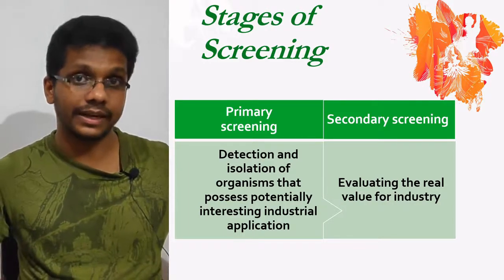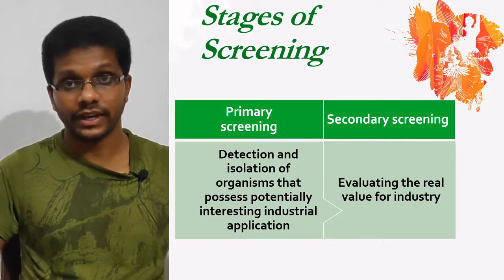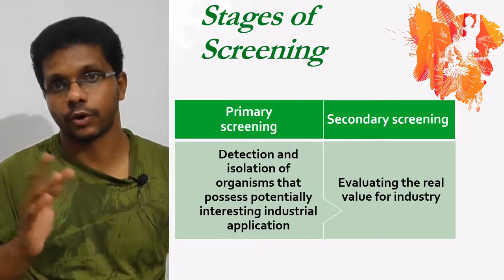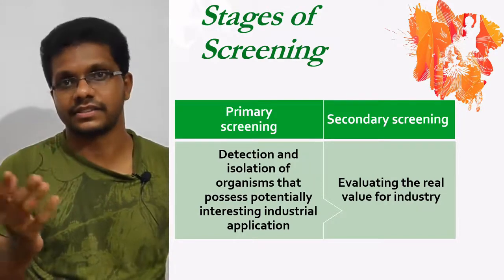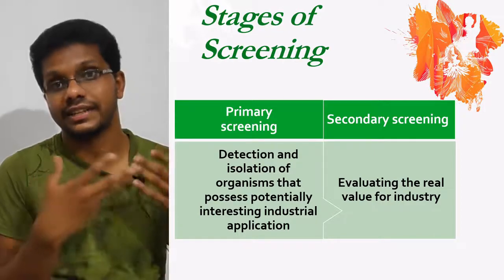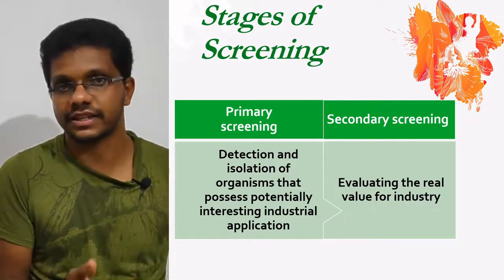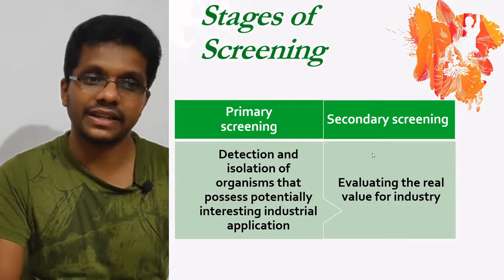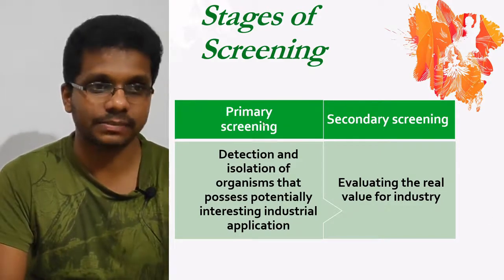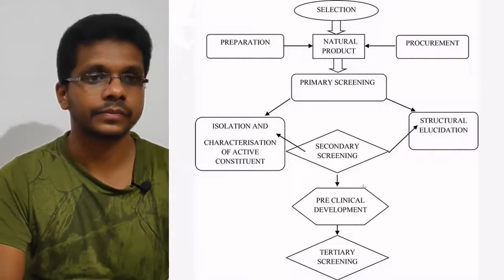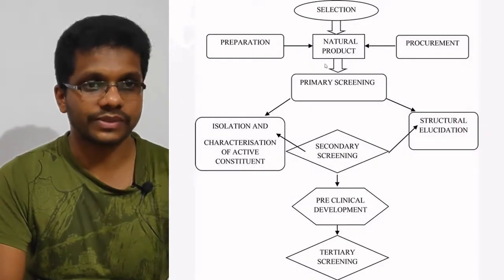If you are looking for antibiotic producers, we are only looking at whether the organism is producing antibiotic or not. Nothing else will be considered. The amount of antibiotic produced, the nature of the antibiotic produced, nothing will be considered. Everything else will be considered in the secondary screening. So screening has primary screening and secondary screening. This is the whole process of screening.